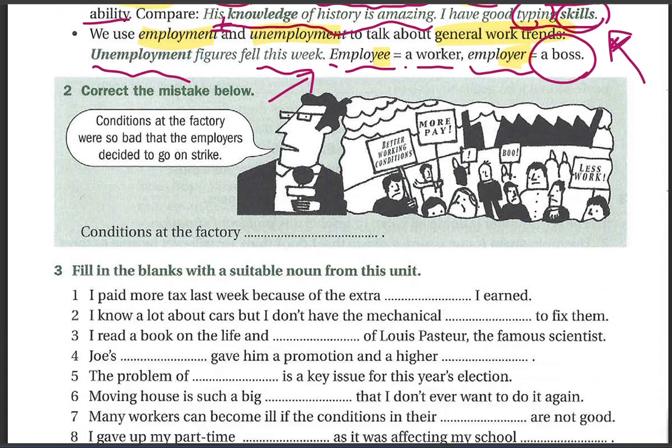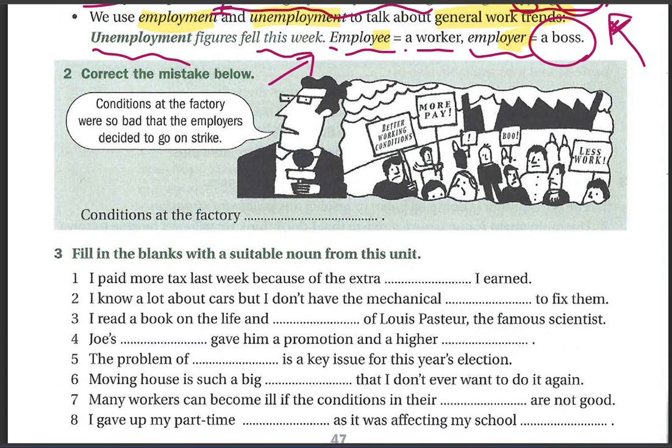Great. Now let's go to the next part, part 2. Correct the mistake below. Conditions at the factory were so bad that the employers decided to go on a strike. Very well. Which part is not correct? It's not employers. You should write employees, of course, plural. The people who work, not the boss.